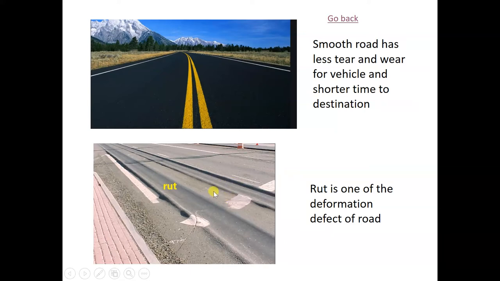So a good road will take a long time to come to this stage, which needs to be repaired. Possibly there are big logging trucks running over it many times in a day, so there will be a lot of damage done by the trucks.